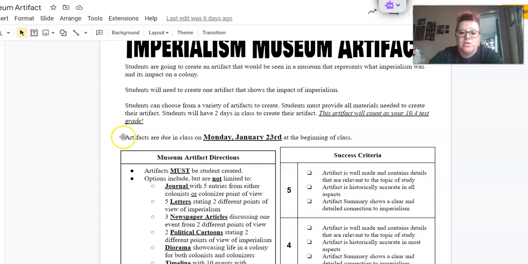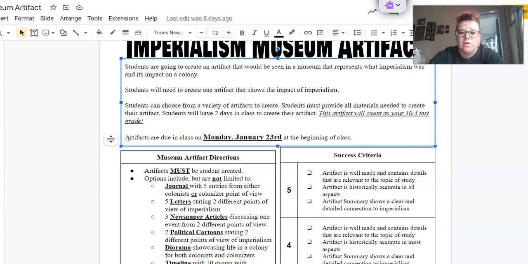So they are again due right here, Monday, January 23rd at the beginning of class. If you finish it on Thursday, you can leave it in the classroom. There will be bins where you can drop your notebooks and where you can drop your artifacts. That'll be labeled for each period, so you can go in and do that, okay?